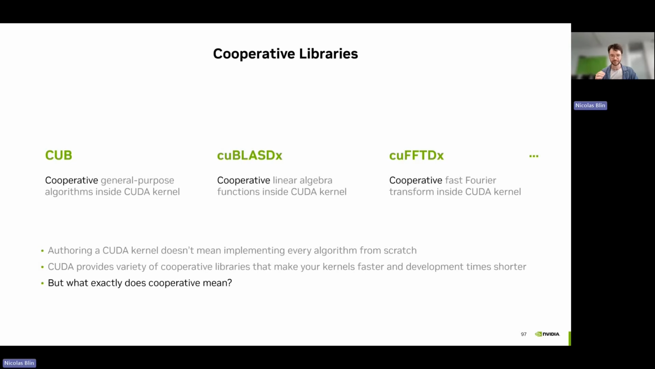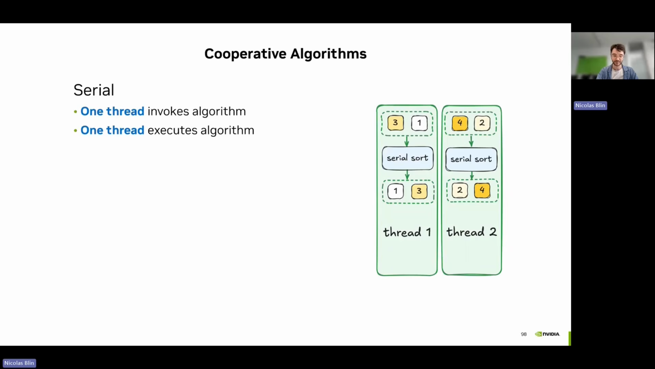And the same goes with CUB. But so what does cooperative mean in this case? Why do we call it cooperative libraries? So we say cooperative because we have different types of algorithms we have encountered so far. So let's take, for example, sort.